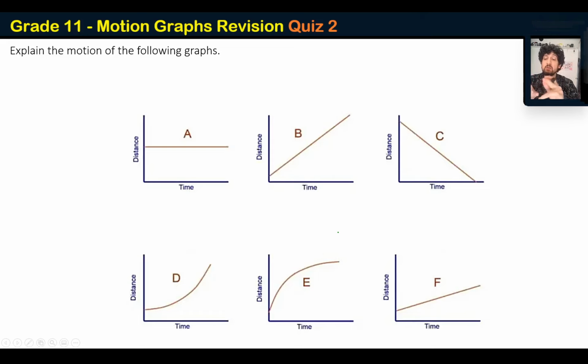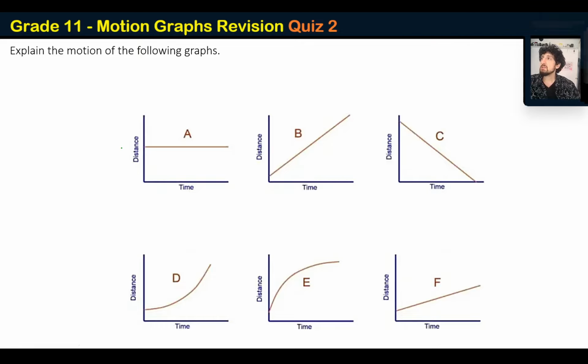Is it a distance time graph? Is it a position time graph? Is it a speed time graph, or is it a velocity time graph? Now, distance time and position time are essentially the same, since we're dealing with motion in a straight line. And speed time and velocity time are essentially the same as well for what we do in this course. So all of these are distance time graphs. That means immediately we should know that the gradient or the slope of the line represents speed.